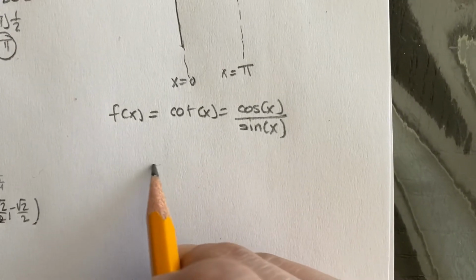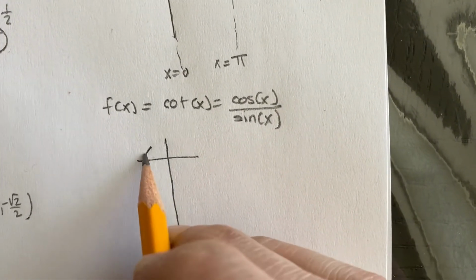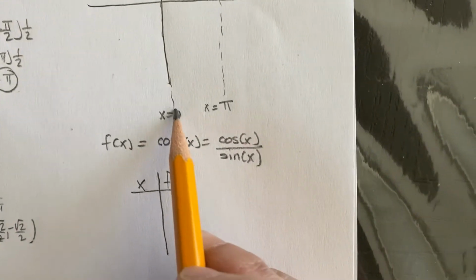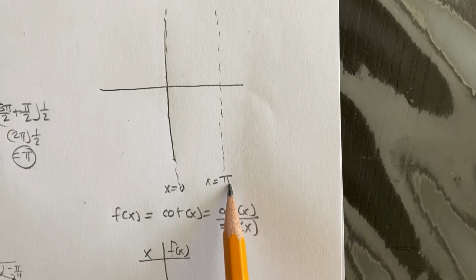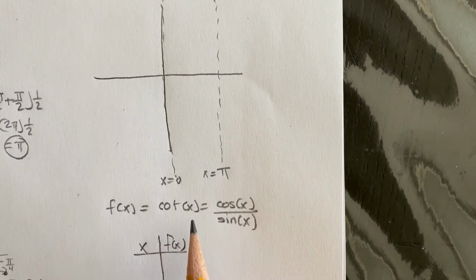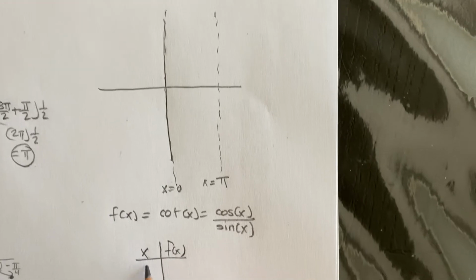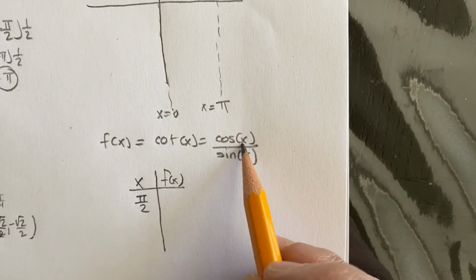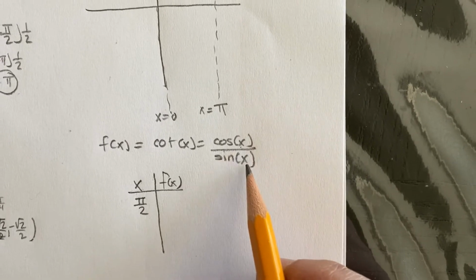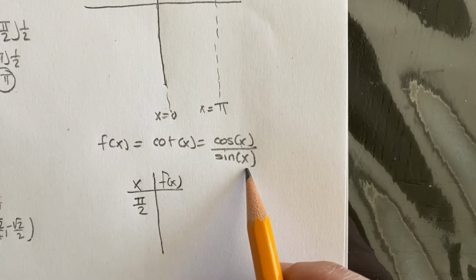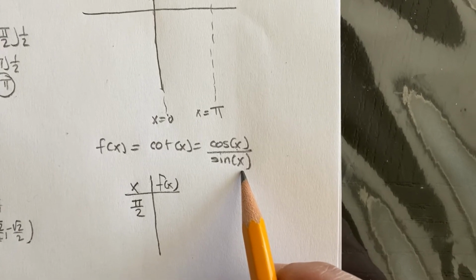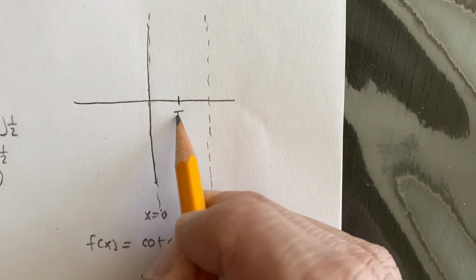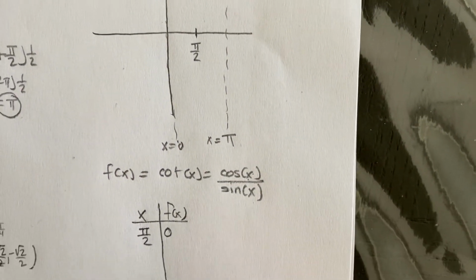Okay, so I want to plug in some smart points over here as well. What's a smart point for me to plug in? I don't want to plug in 0 or pi, right? Those are the values that are going to make my denominator 0. I want to plug in pi over 2. Let's plug in pi over 2. Right? If I plug in pi over 2, cosine of pi over 2, we said was 0. The sine of pi over 2 is just 1. 0 over 1 is just 0. So we do have an x-intercept at pi over 2, right? We can verify that.